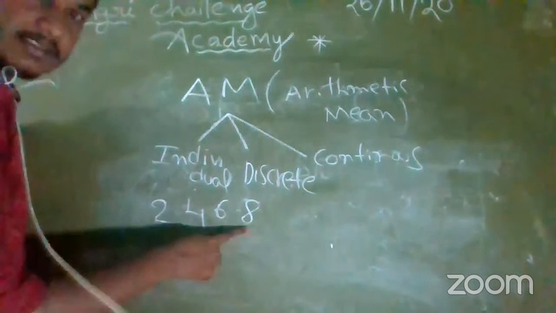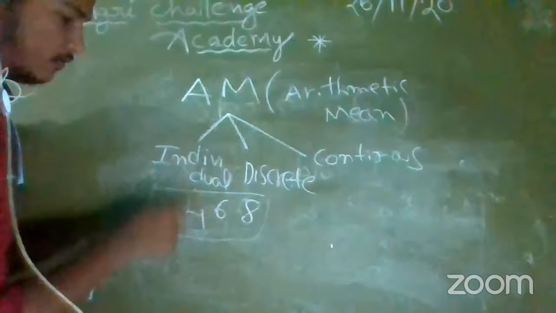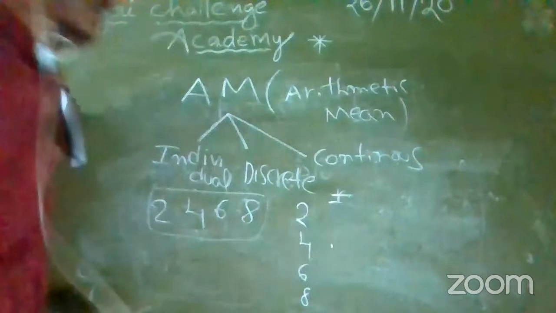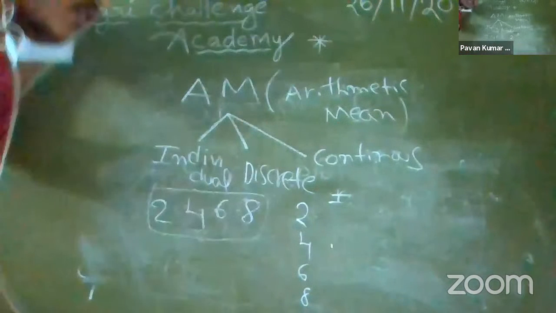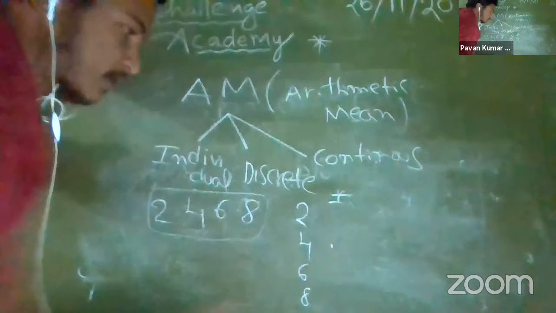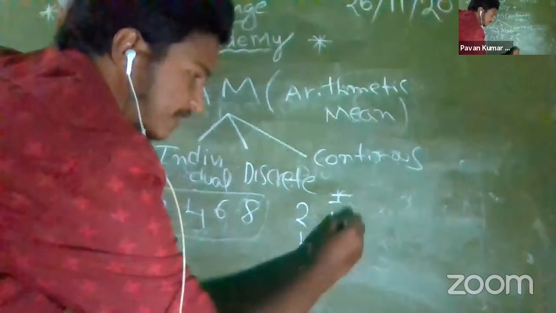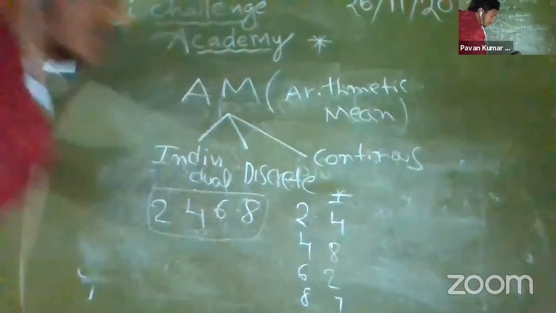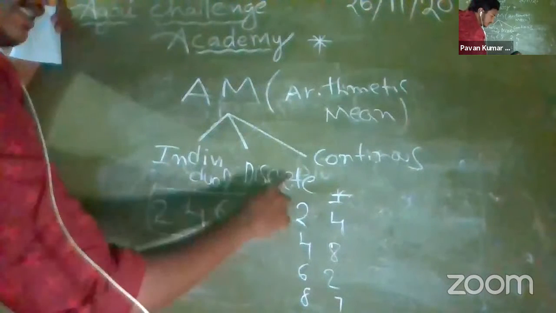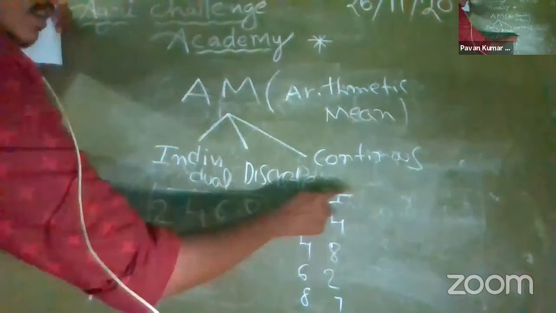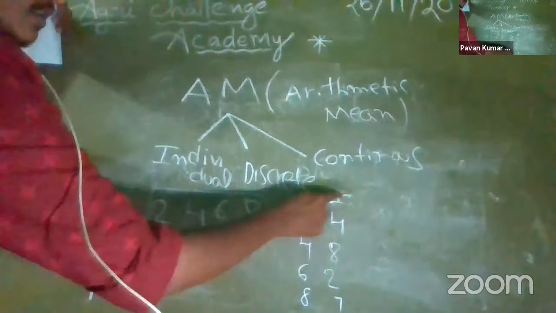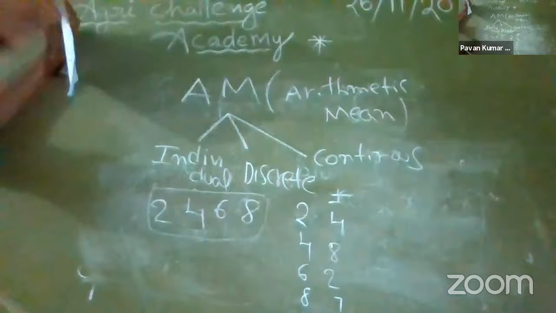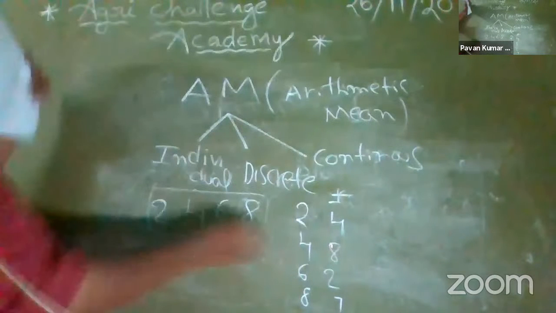Discrete data: same 2, 4, 6, 8, but the frequency varies from observation to observation. Frequency is 4, frequency is 8, frequency is 2, frequency is 7. This is discrete data. Discrete data has frequency which varies from observation to observation. Individual data has unit frequency for each observation.